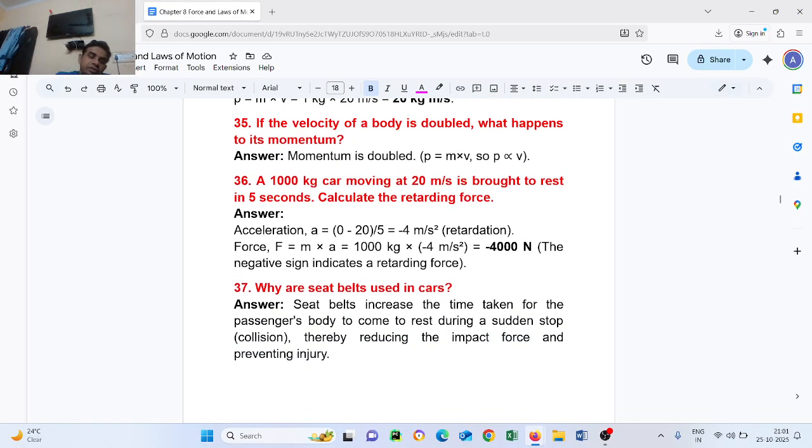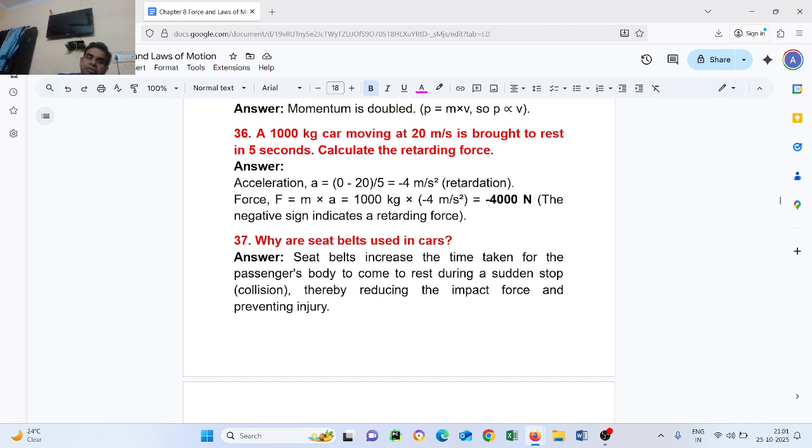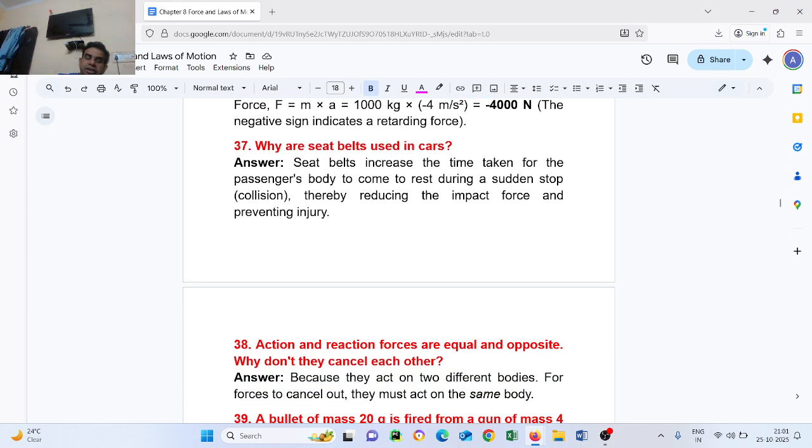Question number 37. What are seat belts used for in cars? Seat belts increase the time taken for the passenger's body to come to rest during a sudden stop or collision, thereby reducing the impact force and preventing injury.